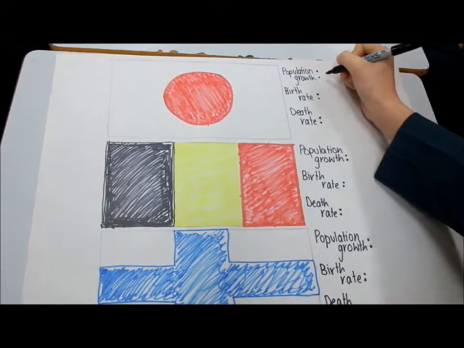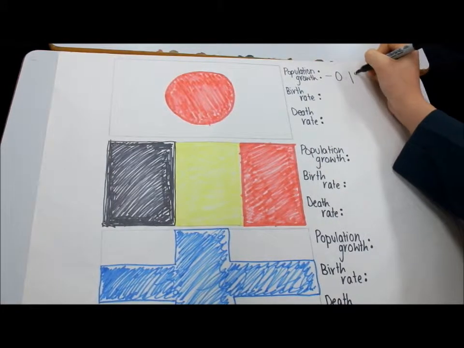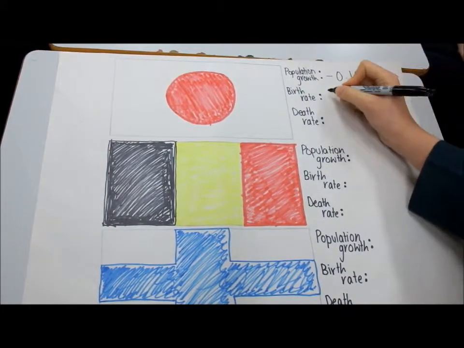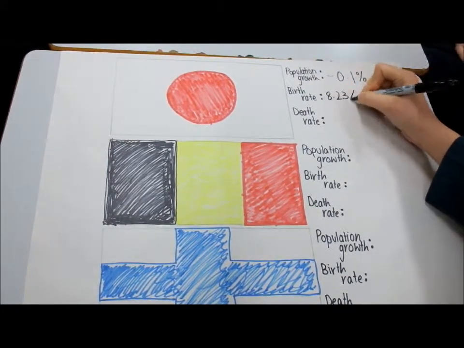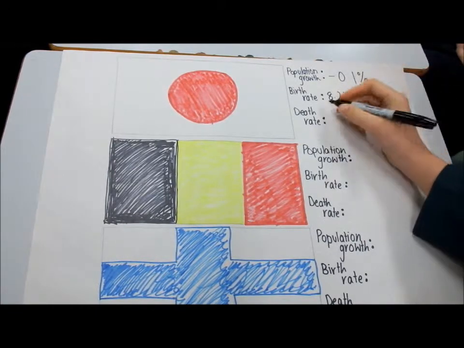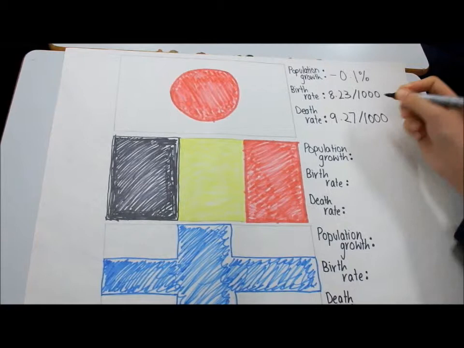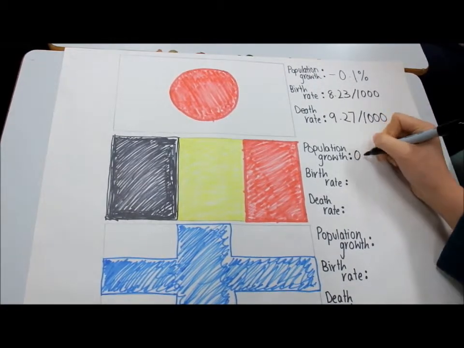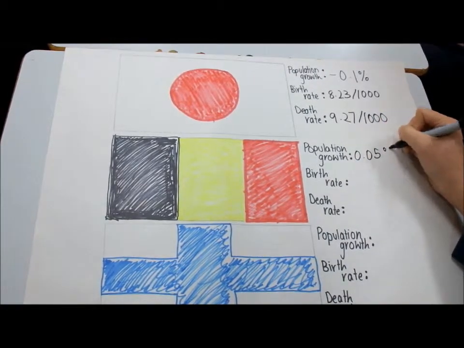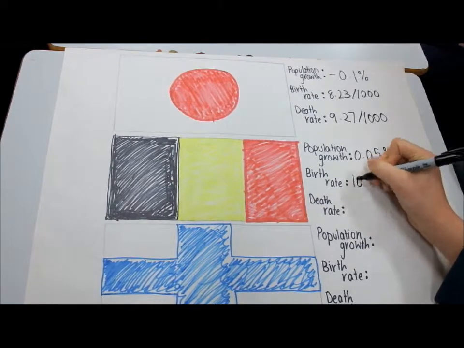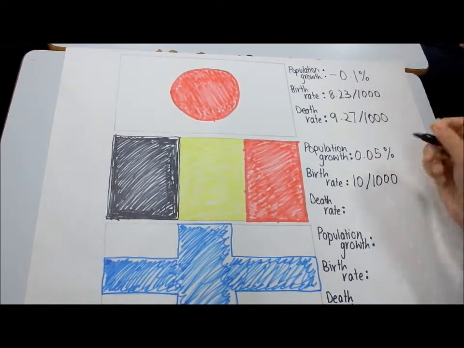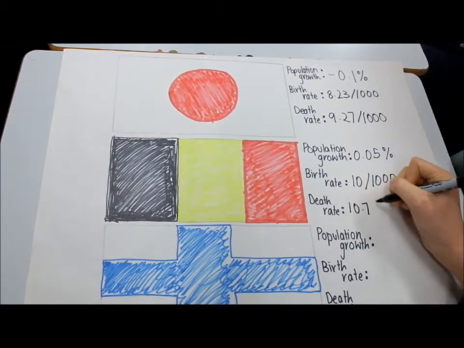Countries within this stage include Japan, population growth rate negative 0.1%. The birth rate is 8.23 births per 1,000 and the death rate is 9.27 deaths per 1,000. Belgium, population growth rate 0.05%. The birth rate is 10 births per 1,000 population and the death rate is 10.7 deaths per 1,000 population.